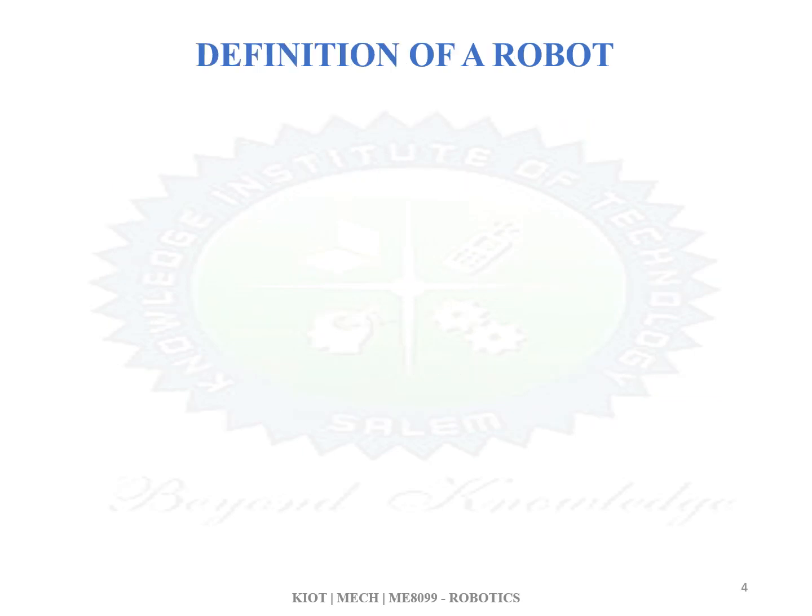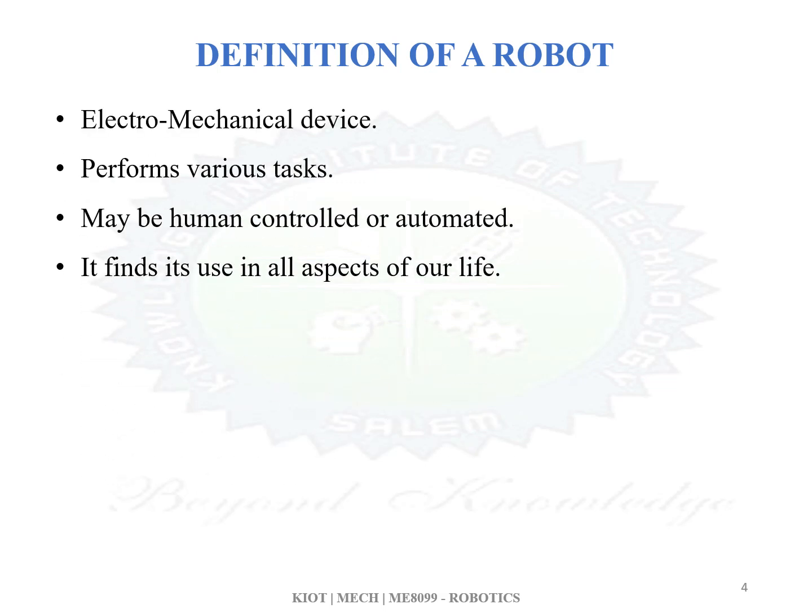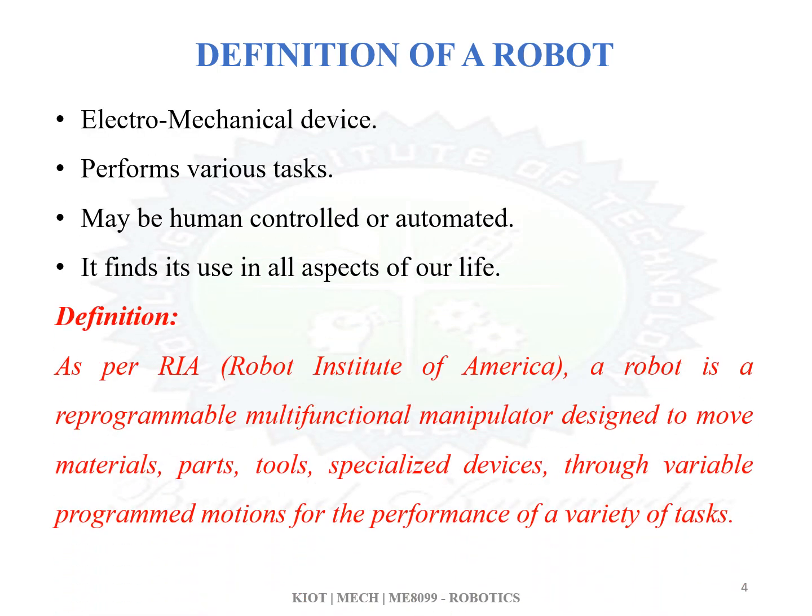So coming to the definition of robot, here are certain points given for notes purpose, and here goes the definition. As per RIA, the Robot Institute of America, a robot is defined in this form: a robot is reprogrammable, which means you can program a robot, you can delete the program, and you can reprogram it for other aspects of work which you require now and then.